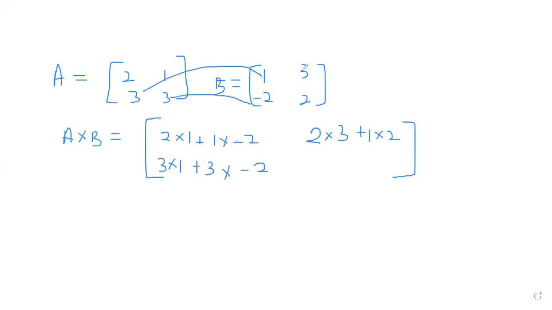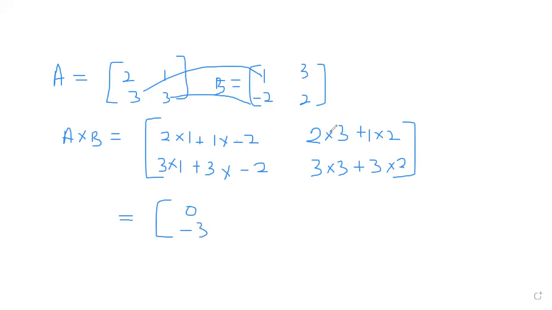Then once we are done with this column, you do the same for the next column. So that will be 3 times 3 plus 3 times 2. Okay, then we can simplify. This will be 2 times 1 is 2, and then 2 times -2 is -2. So 2 minus 2 will be 0. Then we have 3 times 1 is 3, 3 times -2 is -6. So 3 minus 6 will be -3.